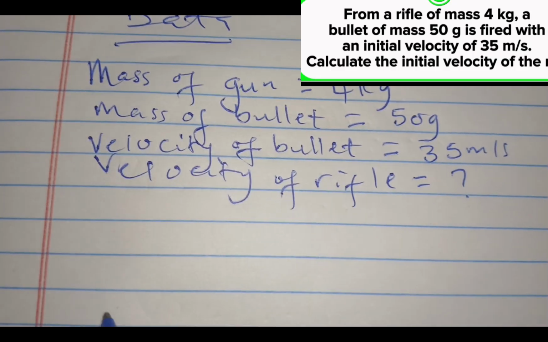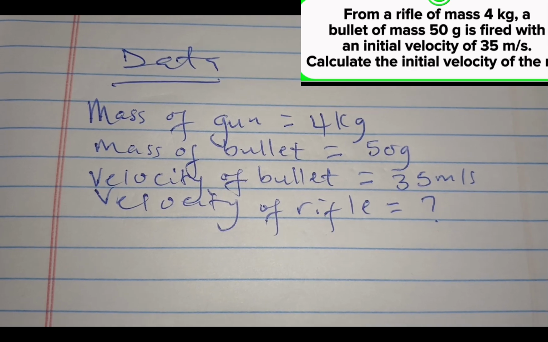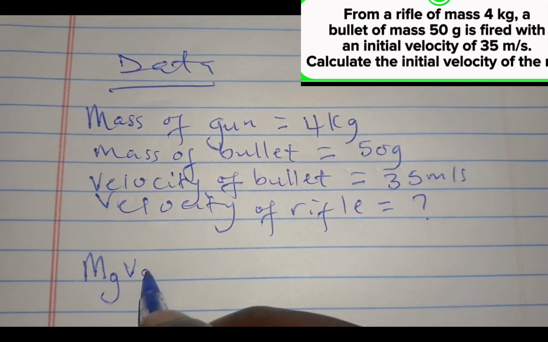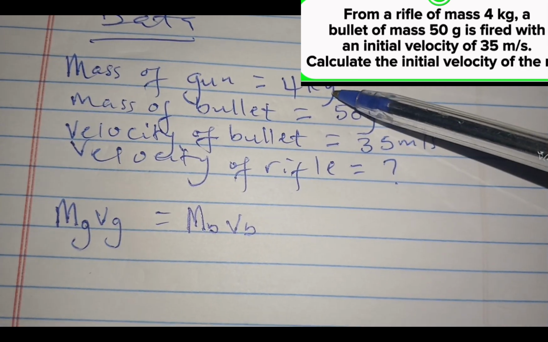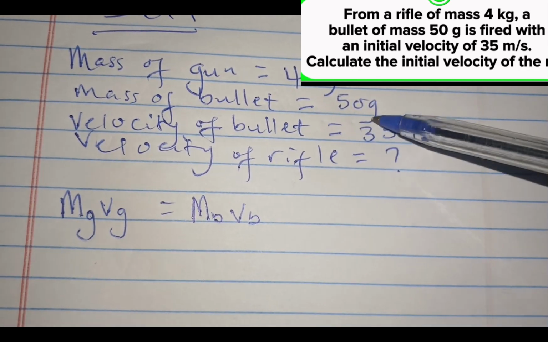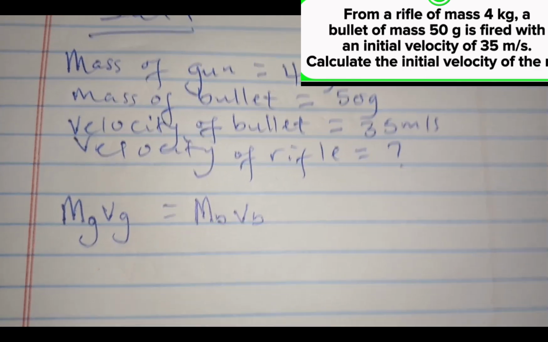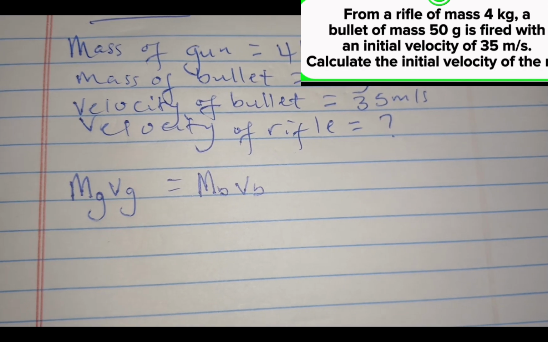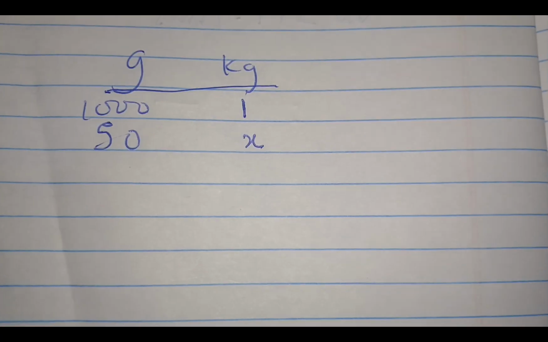We know that the momentum of the gun is equal to the momentum of the bullet. Now the mass of the gun is 4 kg, but the mass of the bullet is 50 grams. Let's convert from grams to kilograms. Why? Because in physics, the unit for mass is kilograms and not grams. So let's convert from grams to kilograms.